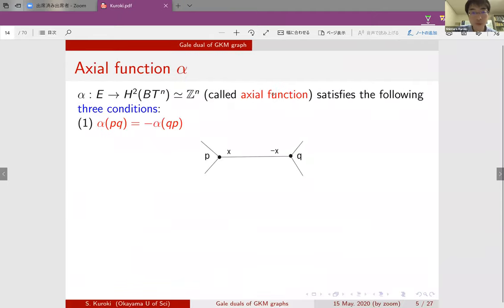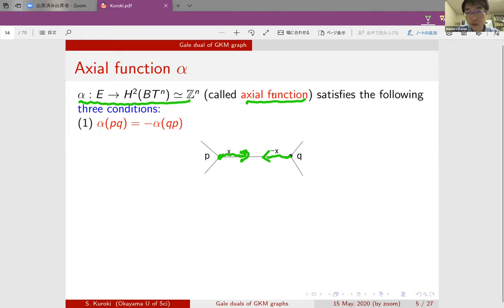So what are the three conditions? First of all, this label alpha is often called an axial function. An axial function satisfies the following three conditions. The first condition is alpha(pq) is equal to minus alpha(qp), where pq is an edge from vertex p to q, and qp is an edge in the opposite direction. This first condition says that these two labels have opposite signs.